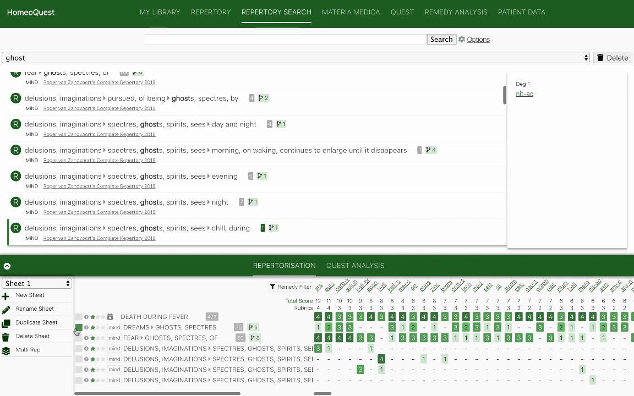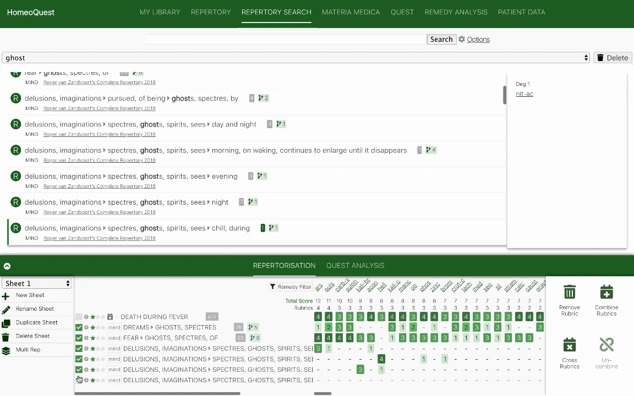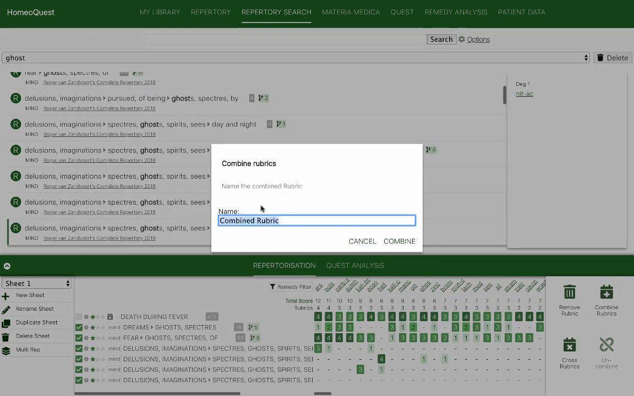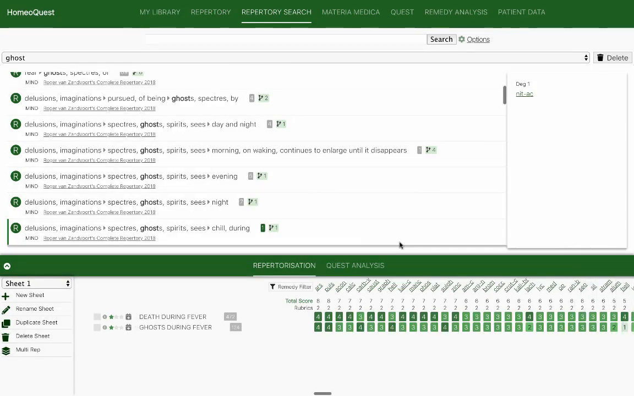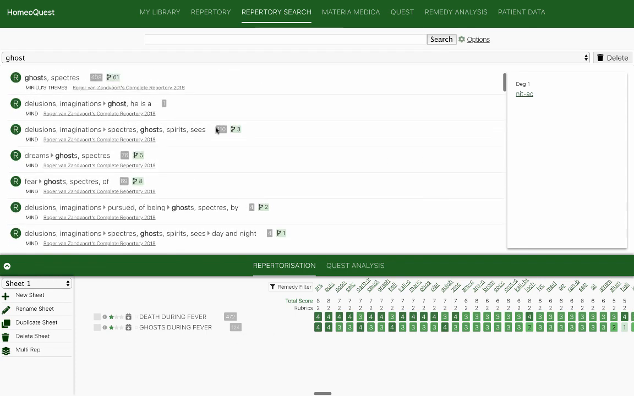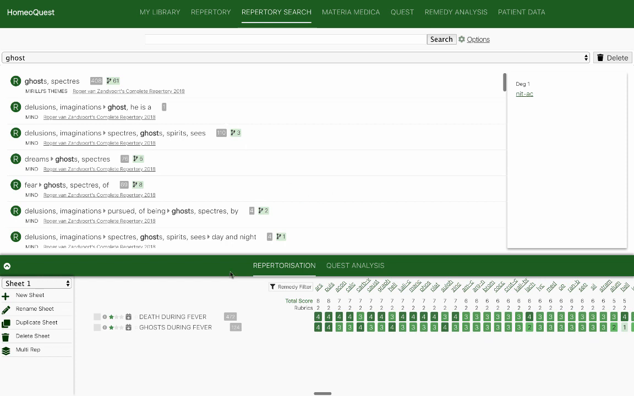And so I'm going to combine all of them. Okay, and I'm going to say, so you select all of them, and then there is a combined rubric tab here, and then you name your combined rubric, and I'm going to put ghosts during fever. All right, and I say combine. So there you have another big one, 124 remedies. Not bad because there are so many small ones, and this is great. This is the largest we got here.